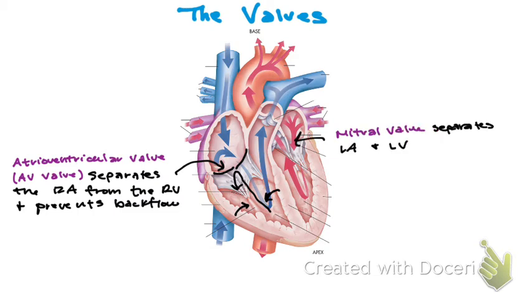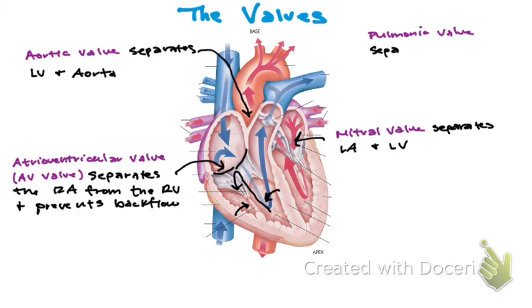The mitral valve separates the left atrium from the left ventricle. The aortic valve separates the left ventricle and the aorta. And the pulmonic valve separates the right ventricle from the pulmonary artery.